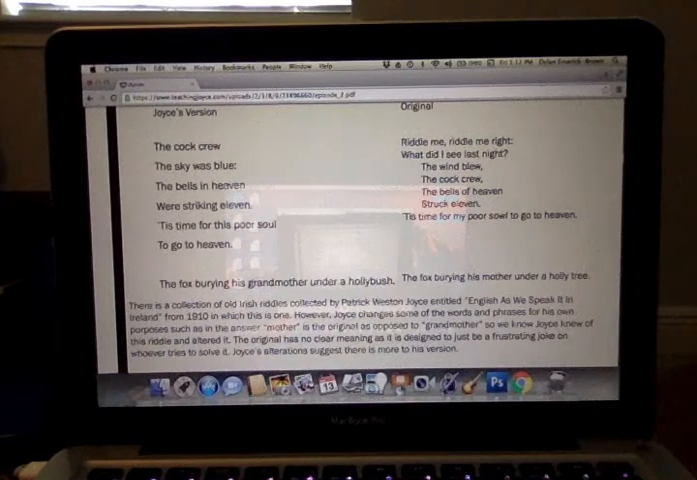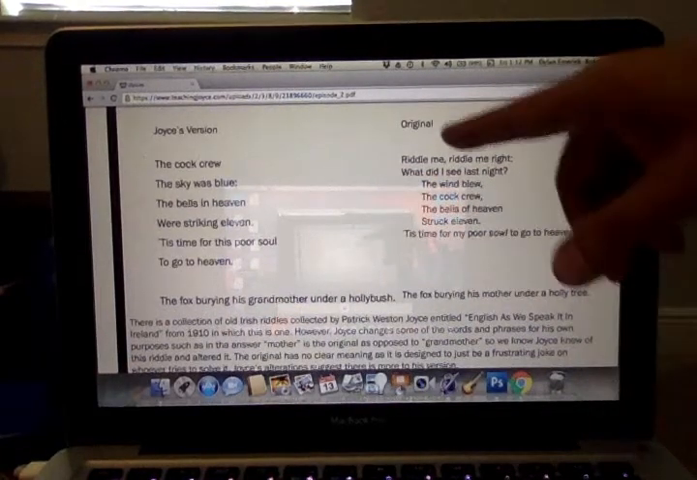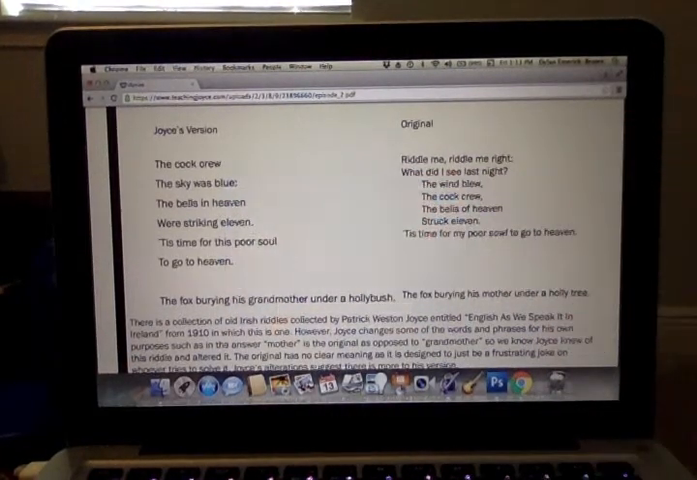Now, there is a collection of old Irish riddles collected by Patrick Weston Joyce entitled English as We Speak It in Ireland from 1910, in which this is one. And you can see the original next to it here. Riddle me right, what did I see last night? The wind blew, the cock crew, the bells of heaven struck 11. 'Tis time for my poor soul to go to heaven.